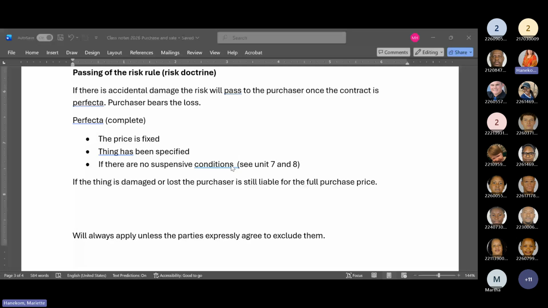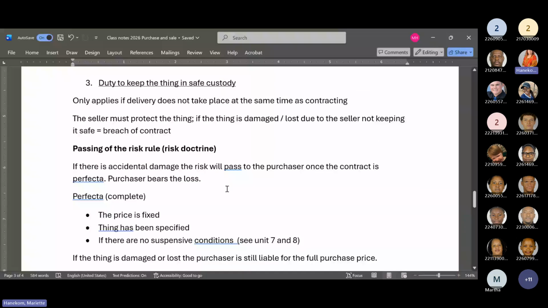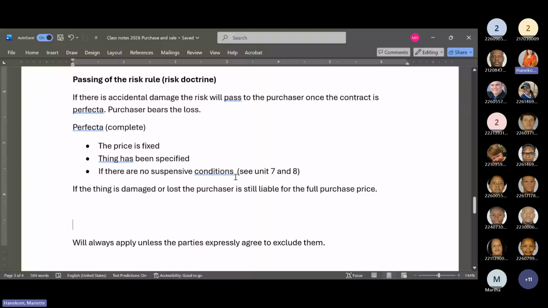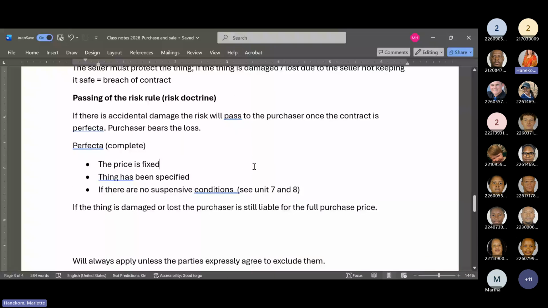So let's just get back to what I was saying here. These requirements for the contract to be perfecta: the price must be fixed, the thing must be specified, and there must be no suspensive conditions. Contract must be unconditional.